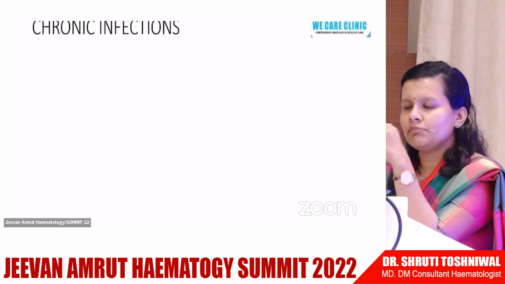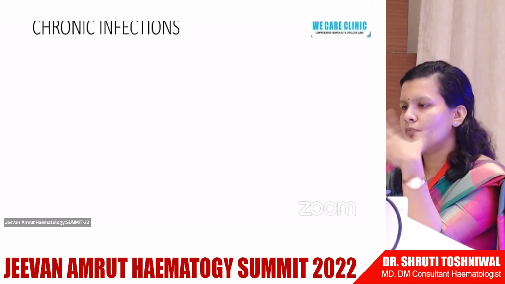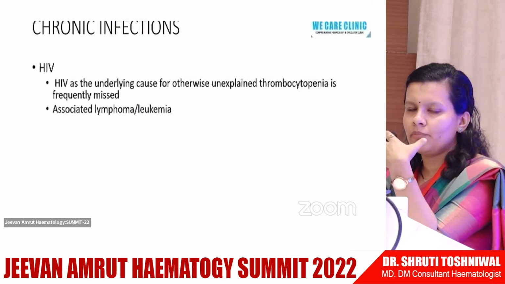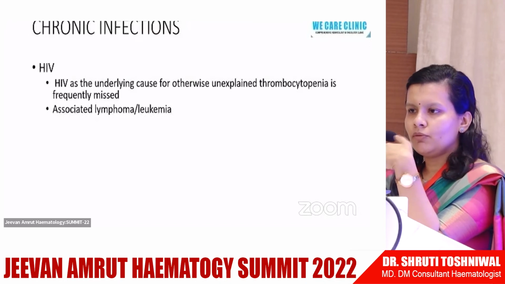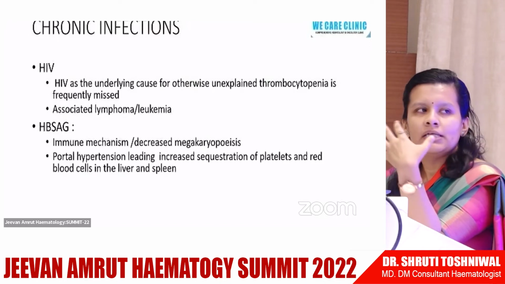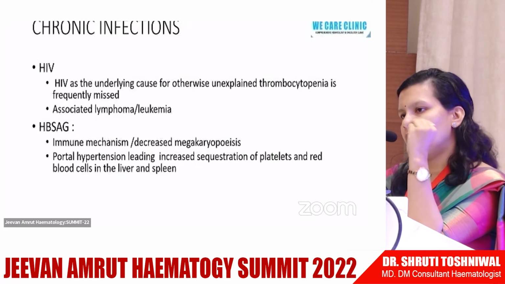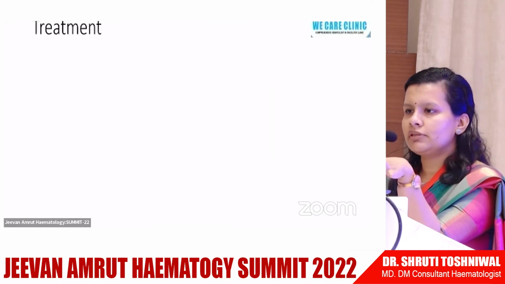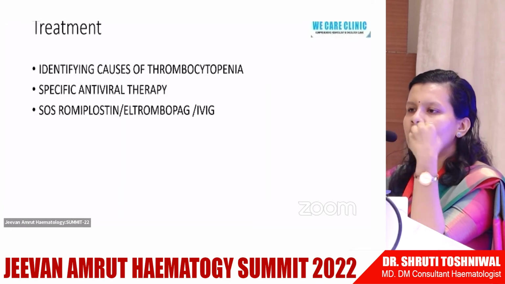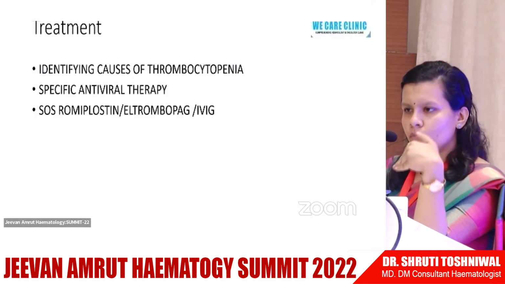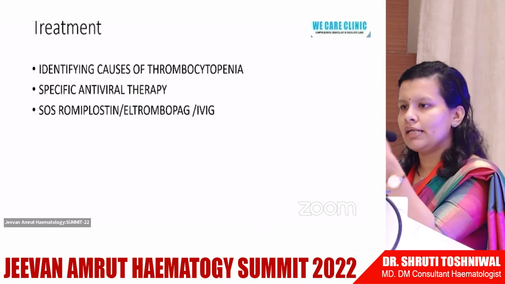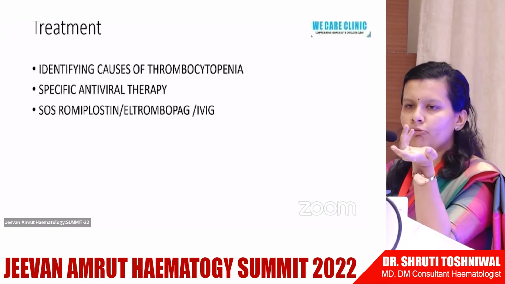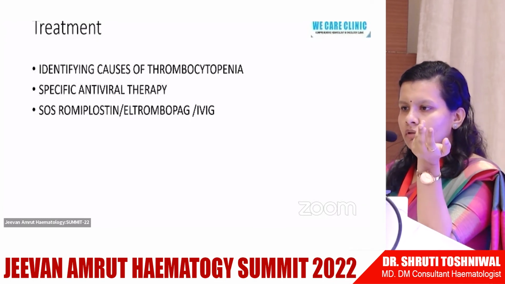Then chronic infections. Many times you have a patient with thrombocytopenia and HIV is the cause of unexplained thrombocytopenia, which is frequently missed. Also HIV can present as lymphoma or leukemia with thrombocytopenia. Similarly, hepatitis B. So for all cytopenias we need to do HIV, HBs antigen, HCV. This is standard for every thrombocytopenia: identifying causes due to direct viral infection or immune mechanism, specific antiviral therapy, and then if required, as needed, romiplostim, eltrombopag, or IVIG can be used in the above conditions.